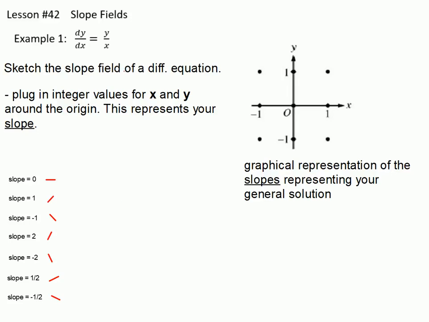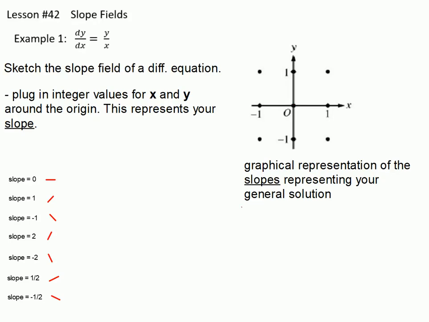So here's an example of a differential equation, and we know that because this is a derivative, dy/dx equals y over x. So if we have to sketch the slope field for this differential equation, what we want to do here is plug in integer values for x and y that are basically, in this case, around the origin. And this would represent the different slopes. So let's talk about the different points that we have, okay? I'm going to start by writing all these points out.